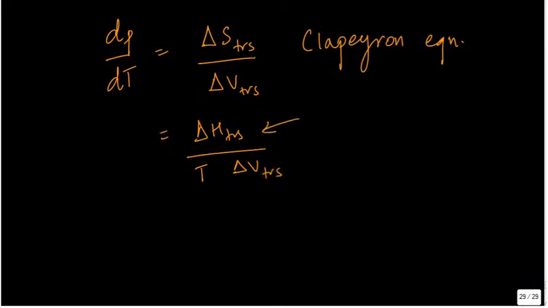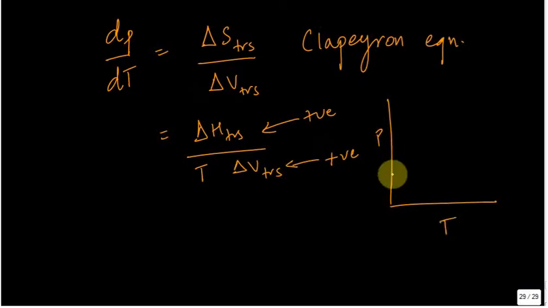And I know that this fellow is positive, and I know that delta V transition is positive if I am talking of melting or boiling or sublimation. If I worry about the other way around, then mostly it's negative, right? So what I have to then worry about is what would be the slopes out there. So if you look at the phase diagram, pressure versus temperature, then this slope is positive definitely. This one is also positive, and for most systems it's a positive slope out there as well.